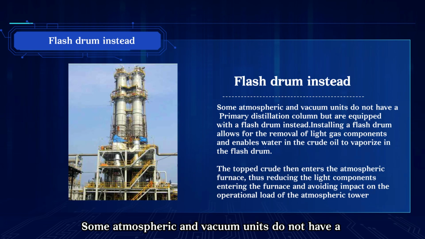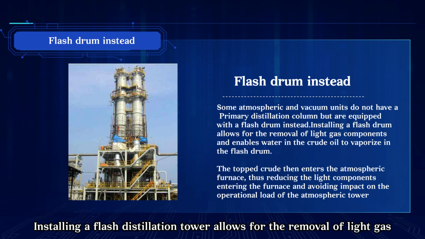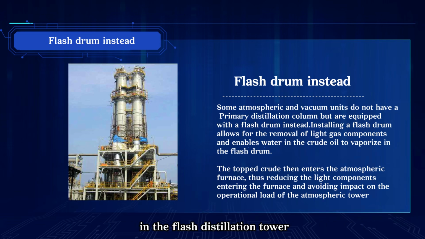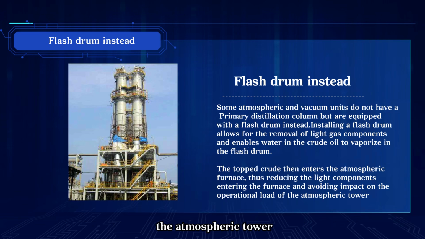Some atmospheric and vacuum units do not have a primary distillation column but are equipped with a flush distillation tower, DED. Installing a flush distillation tower allows for the removal of light gas components and enables water in the crude oil to vaporize in the flush distillation tower. The topped crude then enters the atmospheric furnace, thus reducing the light components entering the furnace and avoiding impact on the operational load of the atmospheric tower.